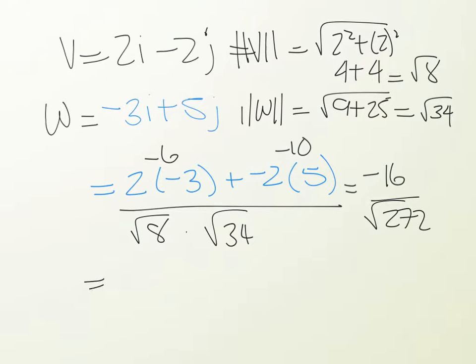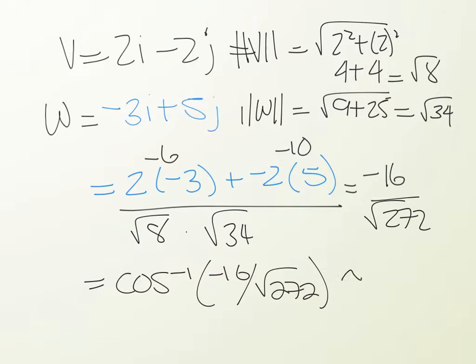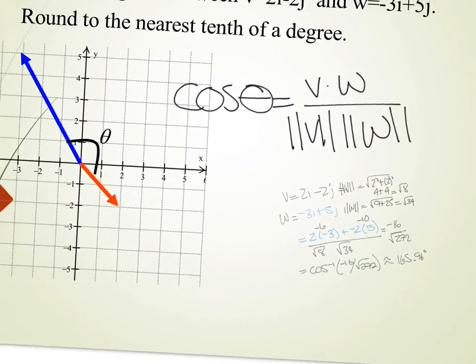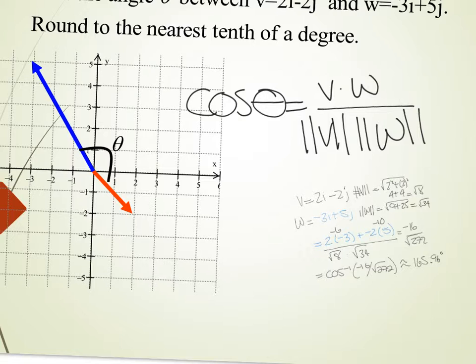So in my calculator, I'm interested in arc cosine of negative 16 over radical 272, and that is approximately 165.96 degrees. So the angle between these two vectors is 165.96 degrees.